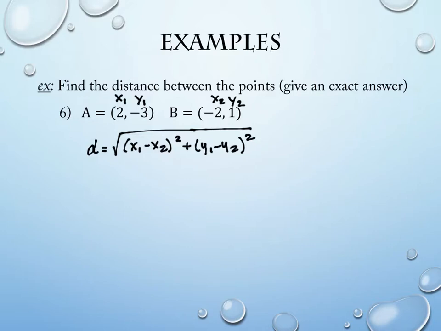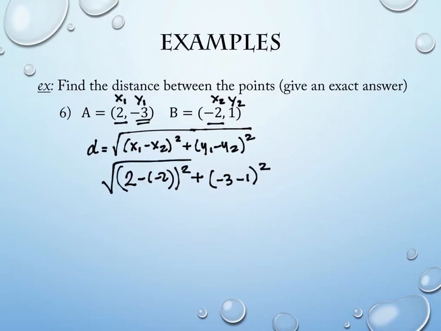This equation for finding distance tells me that I'm going to take the first one minus the second one. So 2 minus -2, and I'm going to square it. And then on my y values, I'm going to take the first one, -3, minus the second one, so 1, and I'm going to square it. And then I need the square root over that whole quantity.